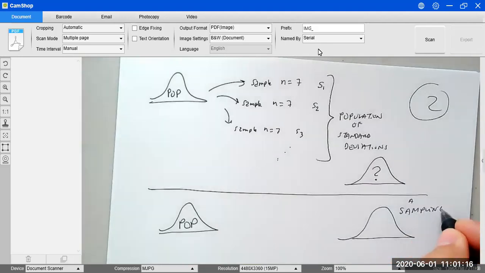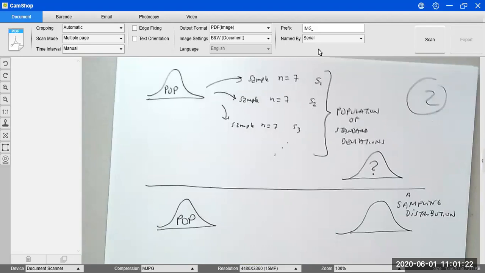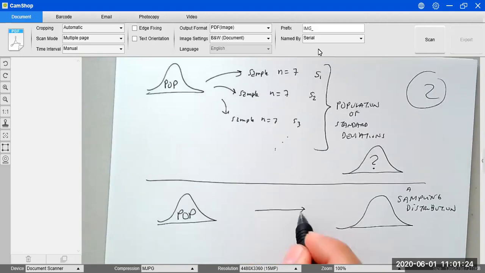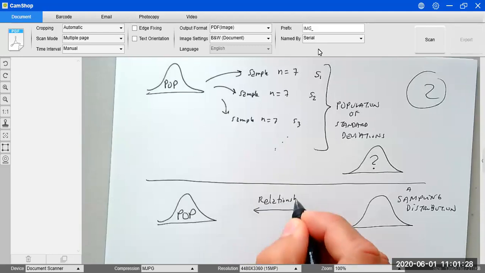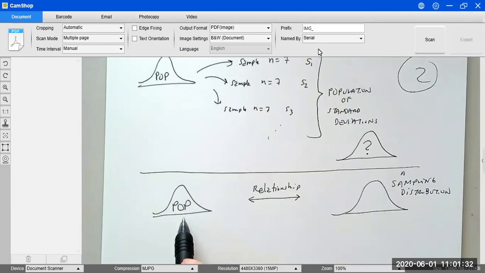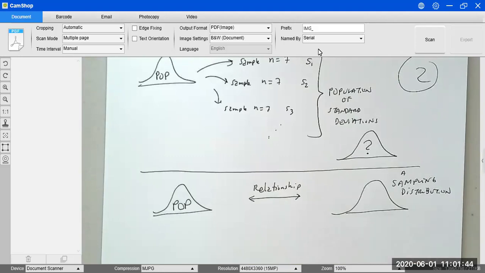A sampling distribution. So there is a relationship, and we need to find this relationship between these two kinds of distribution: the distribution of the population and the distribution for the samples, the sample statistics. So either the distribution of means, the distribution of the standard deviations, and so on.